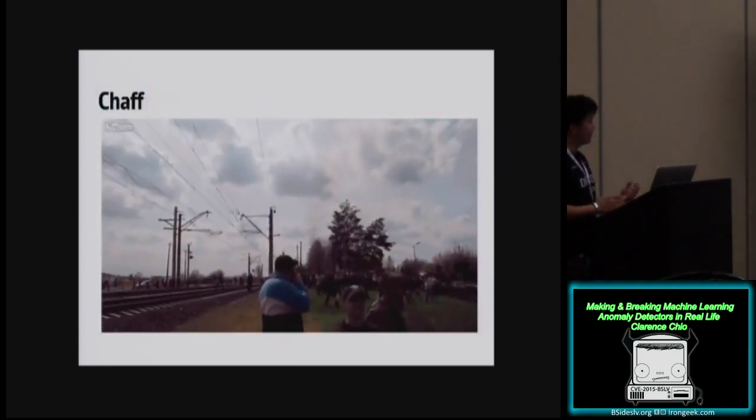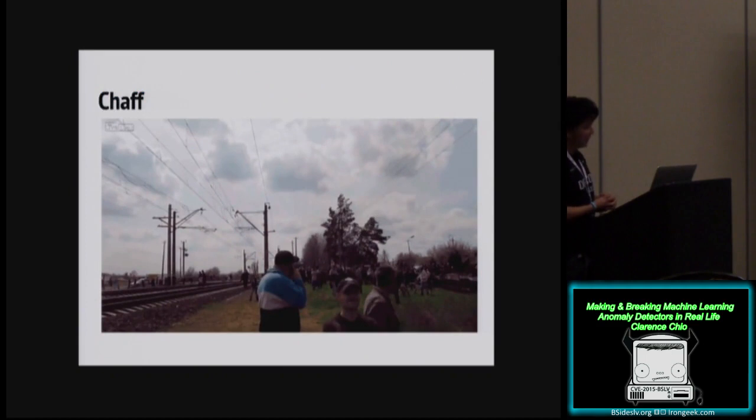So there's this notion of chaff. Chaff actually came from the stuff that fighter jets emit to confuse homing missiles when they're in flight and under attack. So that's something that papers have used to describe data points that adversaries send into machine learning pipelines to confuse anomaly detection systems.